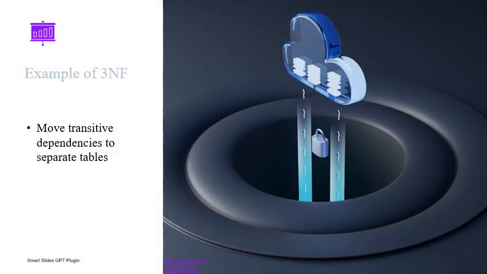Next, an example of 3NF. For example, in a student table, if we have department ID and department name, and department name depends on department ID, not directly on student, then it is a transitive dependency. To fix this, we create a separate department table with ID and name and connect it to the student table using a foreign key. Now the data is in 3NF.